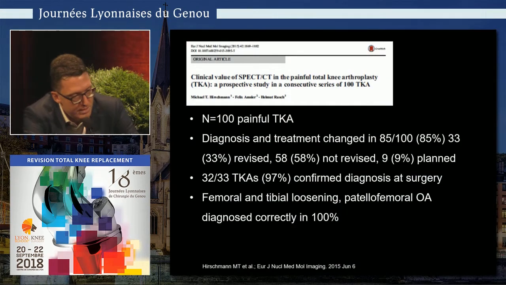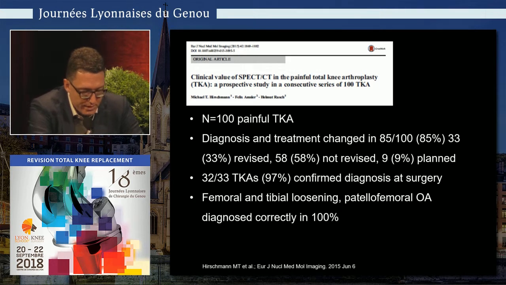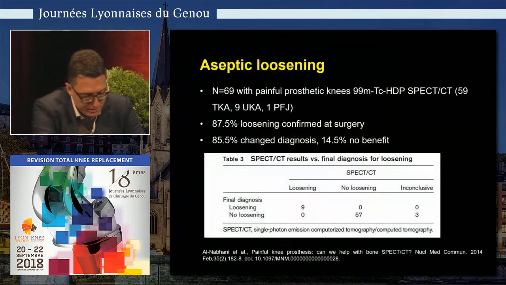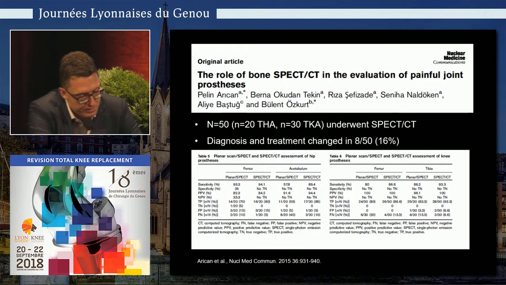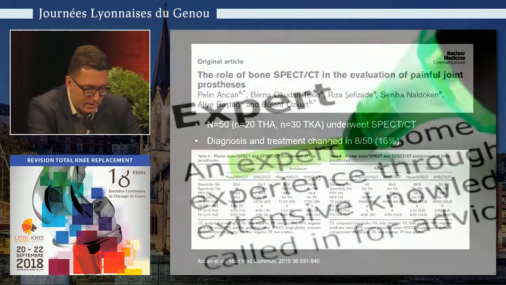The evidence we have for loosening is very high. We can say that loosening on the femoral and tibial side, and also patellofemoral overloading, can be diagnosed in a correct number. You see this is a large study we did on 100 patients, and you can see this also in other studies published by other groups. In this study, it's not so high, so you see 16% diagnosis and treatment changed, and this is actually interesting because I think this highlights one point I'd like to make.